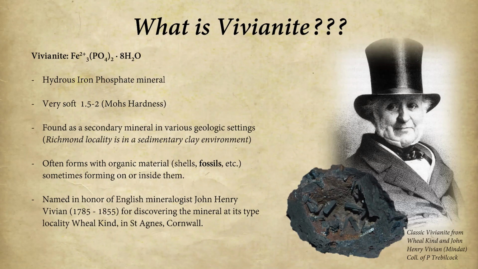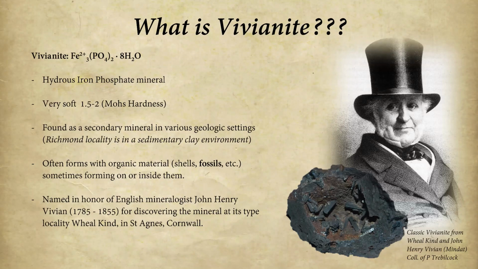It is a secondary mineral, and it's found in a number of geologic environments. You can find them in some phosphate-rich pegmatites. They've been known to be found in hydrothermal sulfide veins and marls and clays. And in our case, we're looking at a sedimentary clay environment, probably a low oxygen environment.